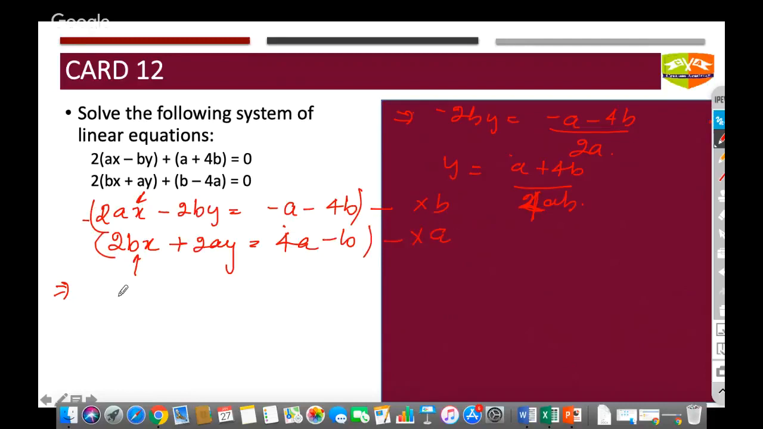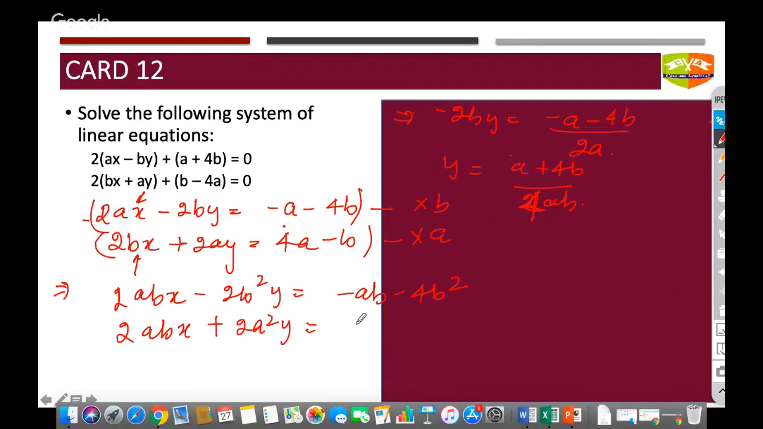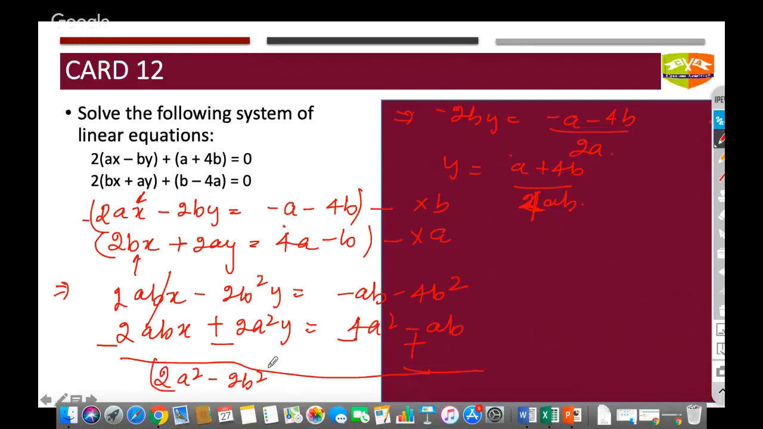So what I get over here is 2abx minus 2b square y is equal to minus ab minus 4b square. And if I multiply this, it will give me 2abx plus 2a square y is equal to 4a square minus ab. Now what I'll do is I will eliminate x. So negative, this becomes negative and this becomes positive. So this is gone. I get 2a square plus 2b square y, and this ab gets cancelled out.